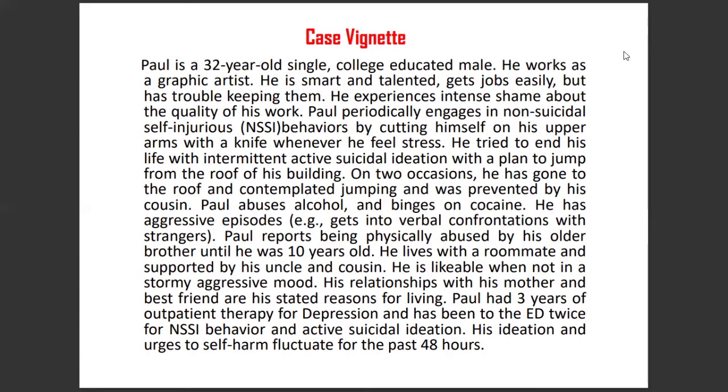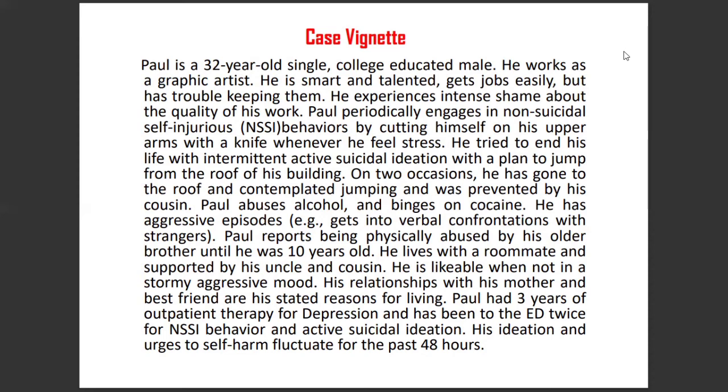Paul periodically engages in non-suicidal self-injurious behaviors by cutting himself on his upper arms with a knife whenever he feels stressed. He has had intermittent active suicidal ideation with the plan to jump from the roof of his building. On 2 occasions, he has gone to the roof and contemplated jumping and was prevented by his cousin. Paul abuses alcohol and binges on cocaine.